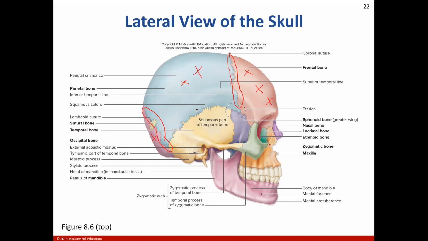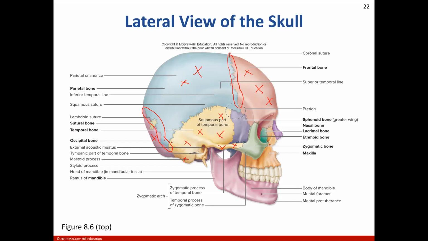So here's the bones we have to see on the lateral. All of this yellow, all of this, even this here, part of this arch, all of this is temporal bone. And we have to stay in the temporal bone because there's a lot of parts to the temporal bone.